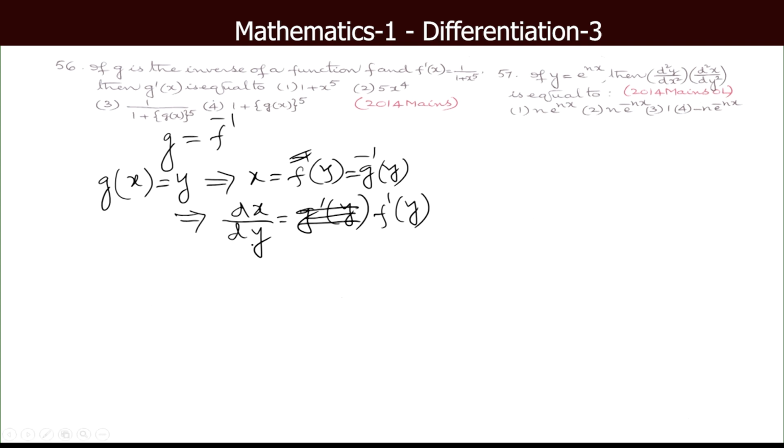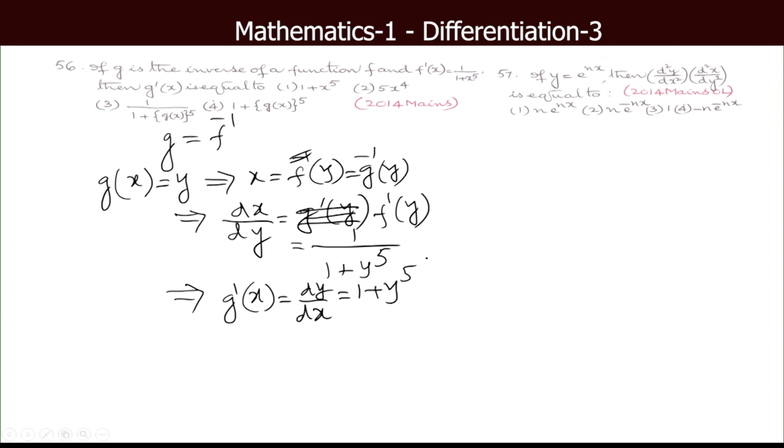So, f dash x equal to 1 by 1 plus x power 5. So, 1 by 1 plus y power 5. So, dy dx is g dash x, the reciprocal of dx dy, 1 plus y power 5. But what is y? y equal to g x. So, 1 plus g x whole power 5.